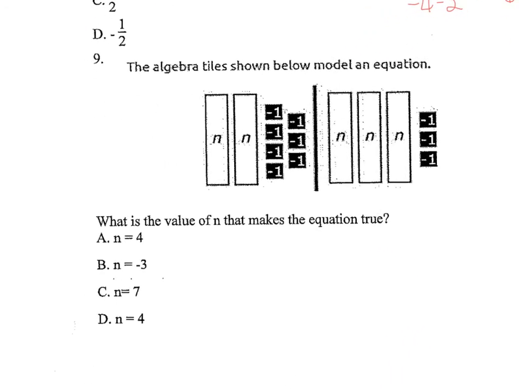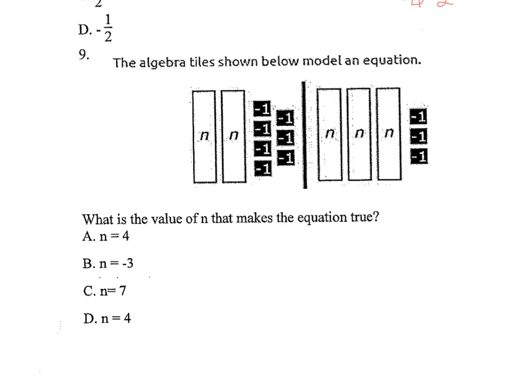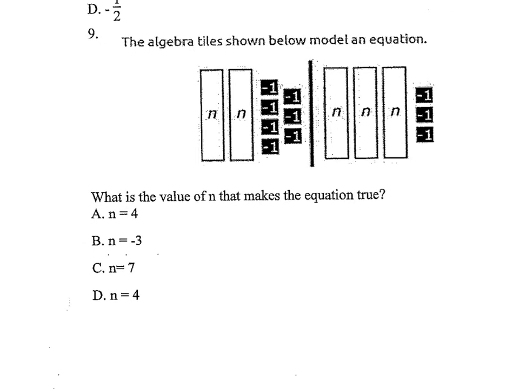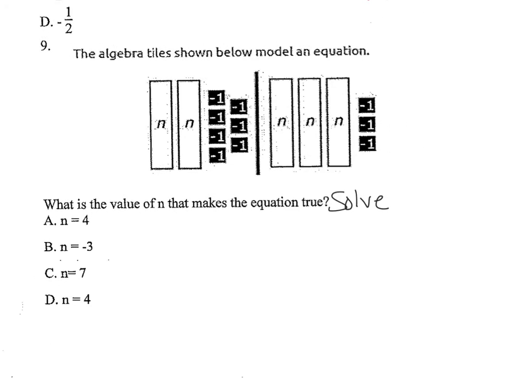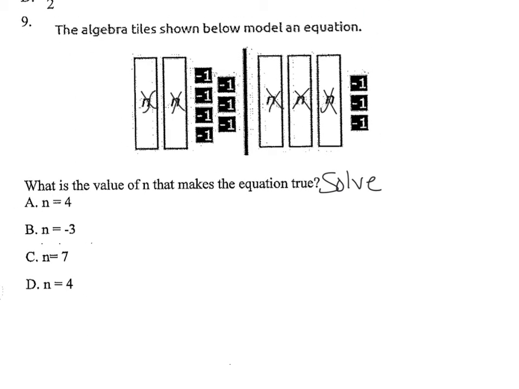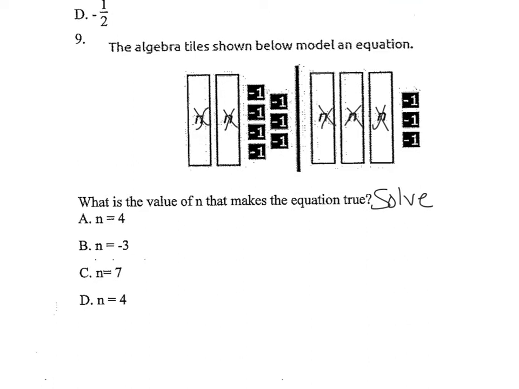On number 9, the algebra tiles show a model for an equation. What makes the value of n true? This just means we're going to solve our equation. And you can pretend like these are x's. It doesn't matter what letters those are, they're your variables. And so I'm going to write it like I would write an equation. So I have 2 x's, so I would write 2x. There's 1, 2, 3, 4, 5, 6, 7 numbers, and they all have a negative sign in front. So that means I'm going to write minus or -7.